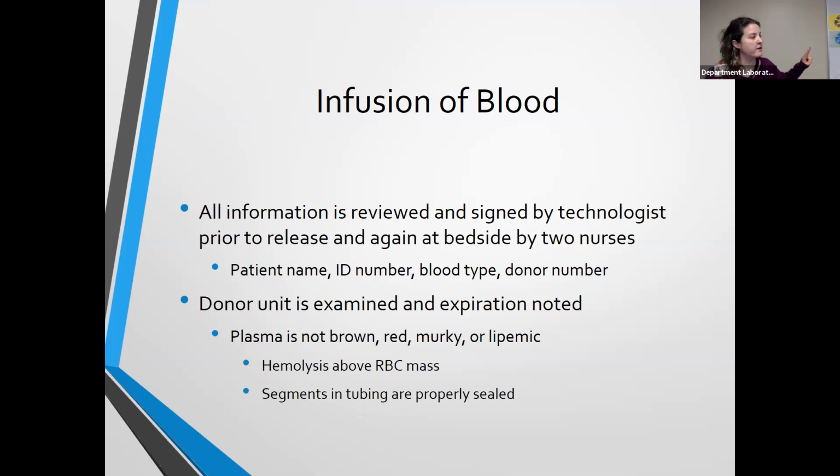All right, so 2 technologists before that unit can be issued. And then at the patient bedside, it's also going to involve 2 nurses, okay? And they're actually checking the patient identification. So they're actually looking at your patient's armband. Very important, if you were ever involved in training nurses on how to transfuse, that armband is attached to the patient, around their wrist, around their ankle, somewhere.